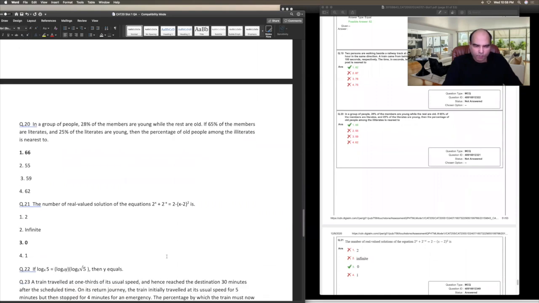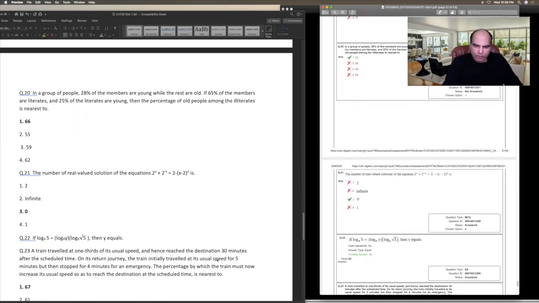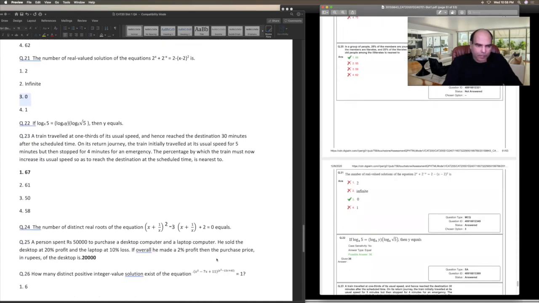21st I was in control of. थोड़ा सा analysis required था, graphical. So I got this right. 21st. 20th also luckily I got right. थोड़ा सा luck था, I mean, maybe 10% luck, 90% solving.